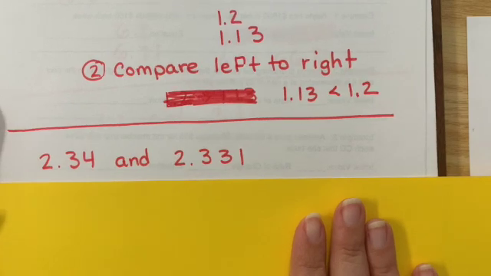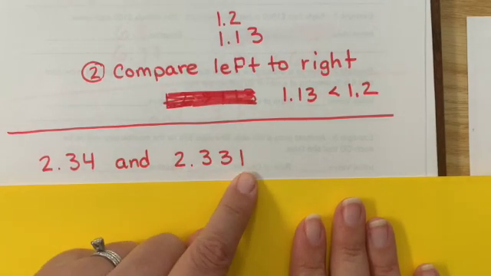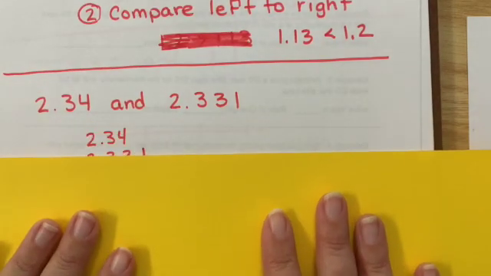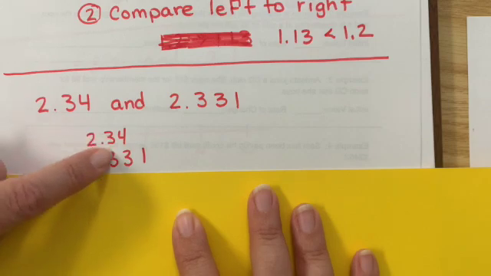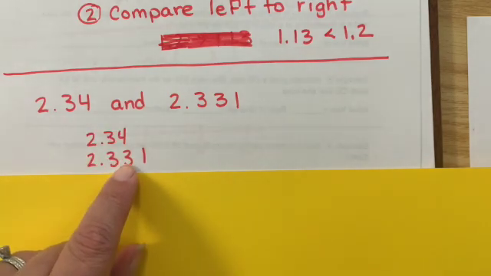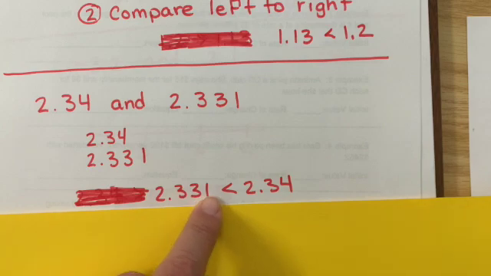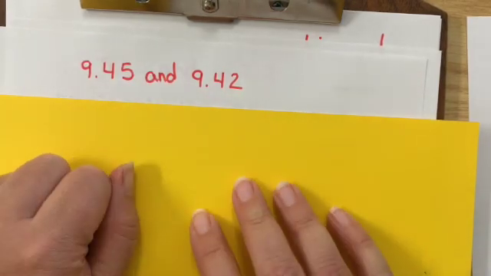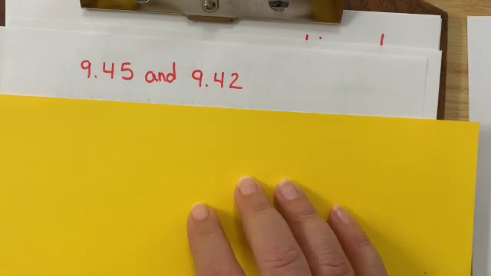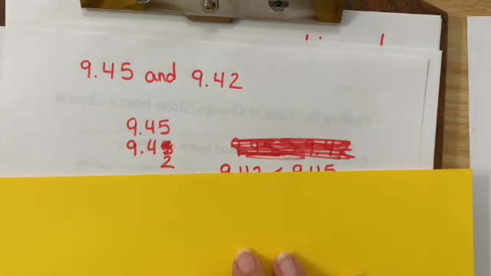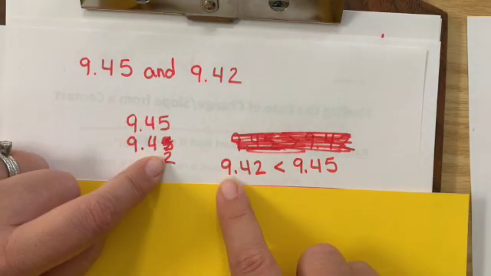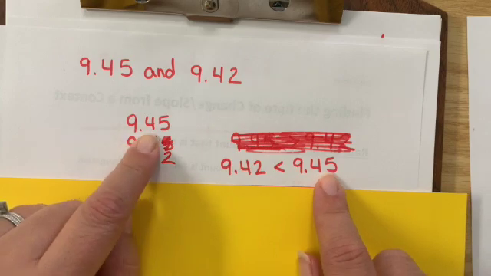is 2.34 and 2.331. Which one is smaller? So we line them up and we compare, same. Oh, that 3 is smaller. So 2.331 is less than 2.34. Compare 9.45 and 9.42. Which one is smaller? And we line them up. No, actually you can see that. So we look, same. Oh, the 2 is smaller. So 9.42 is less than 9.45.